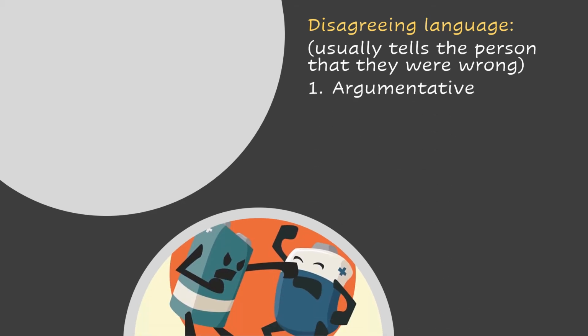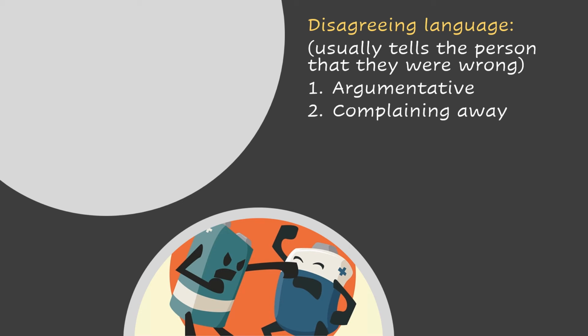So one way is to simply be argumentative and say, oh, that's not true, or I disagree with you, without saying, hey, I heard what you said, I understand what you're saying, but I disagree. That would not be the same. An argumentative statement would be, you're wrong, and this is why, without acknowledging that the person said something in the first place.